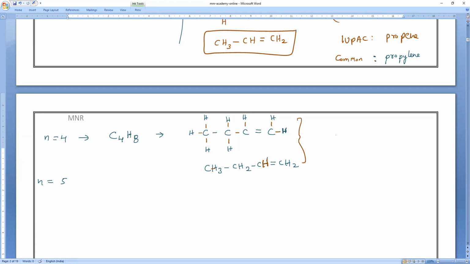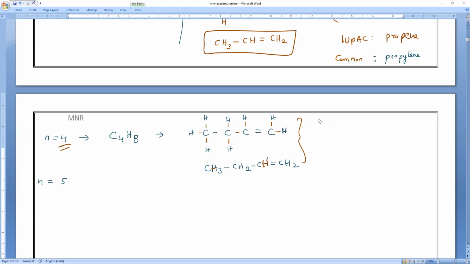So this is what it is. Now, what is the word root for C equals to 4? Mr. Nitin, I want the word root for C equals to 4. Can you hear me? Butene, sir. I am not asking for that, I am asking only for the word root. Word root for, sorry, 4.